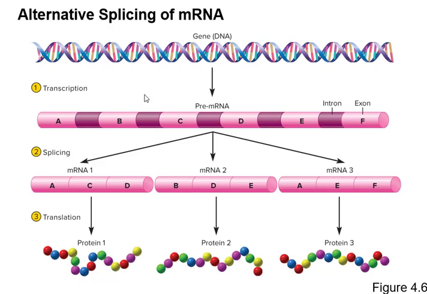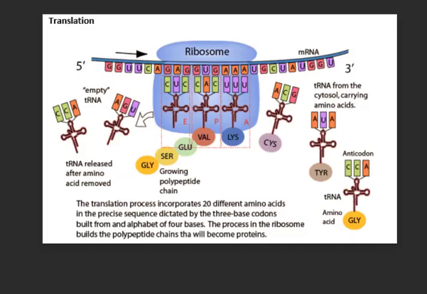So here's just a cartoon picture showing if you take this DNA and you transcribe it into messenger RNA, and you cut out these introns, you can take these exons and put A and C and D together, or B and D and E together, A and E and F. So you can have all different ways of putting these pieces together. And then once you translate it at the ribosome, you can have a different protein, a different order of amino acids.